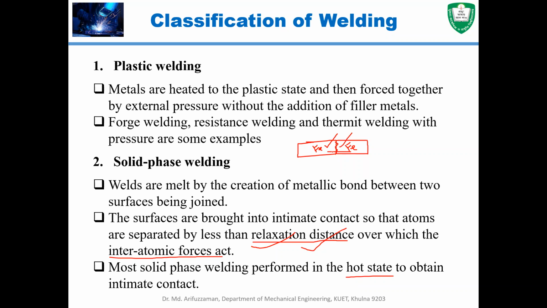And how is this solid phase welding done? You have to reach the surfaces: the distance between the surfaces has to be less than the relaxation distance, so that electrons from one metal piece can easily flow to the other metal piece. That means the atoms of one metal piece can share their electrons with the other metal piece, and that's how the bonding is created, and it has to happen at very high temperature. Okay, did you understand now?